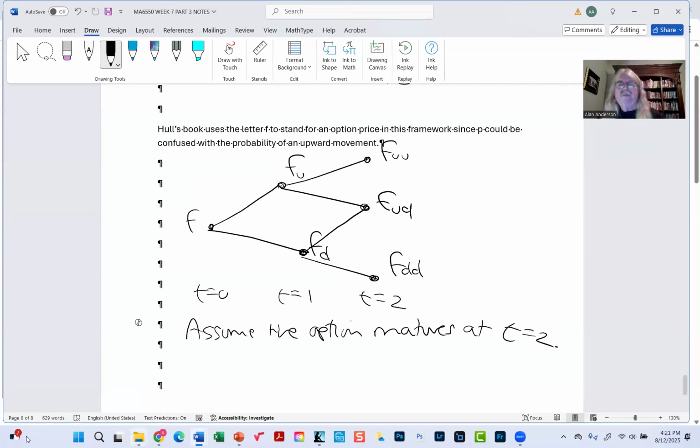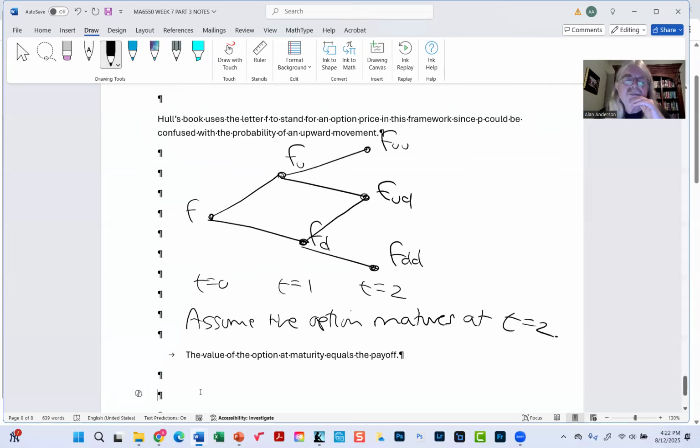That means the option expires at t equals 2. And so the value of the option, as we just discussed, at maturity equals the payoff. Remember, the payoff and the market price are identical on the maturity date of the option. So let's keep things simple. Let's assume that this is a call.